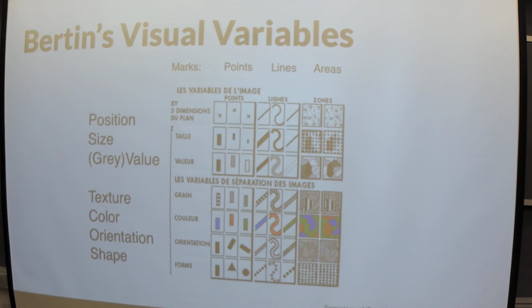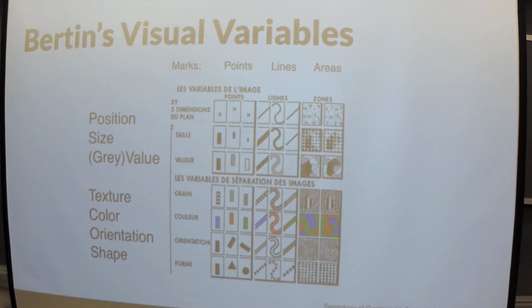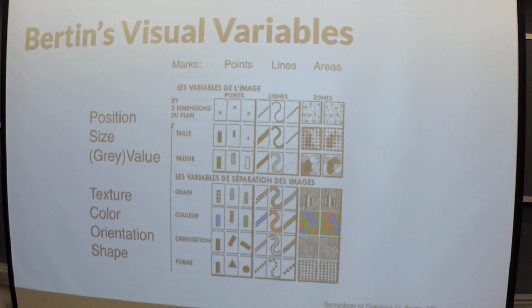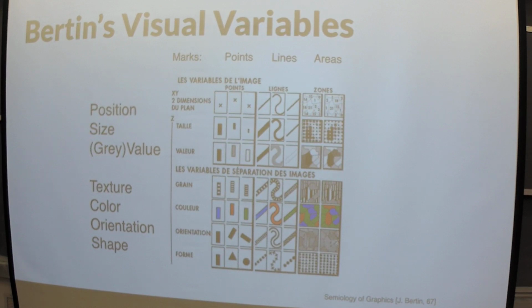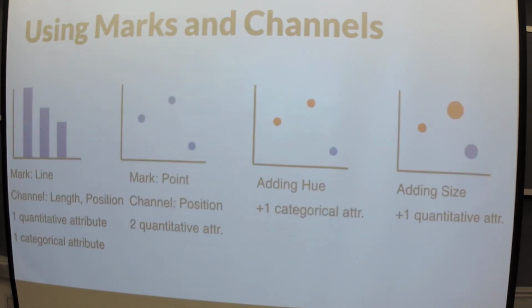And so here is his table, which is similar, but not exactly the same one that we'll be using today. So he had, in English, position, size, gray value, texture, color, orientation, and shape. And he had the different marks: points, lines, and areas. And he was thinking about this in the context of cartography. So this is from the 60s. And so how can we use them?